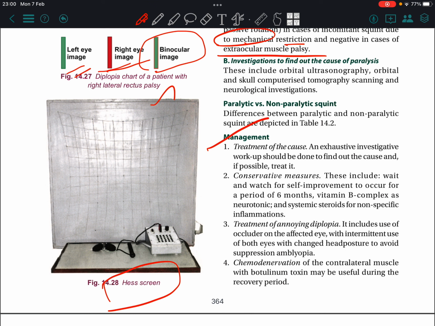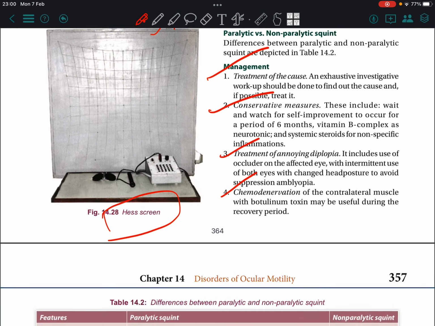Management: treatment of cause, conservative measures, treatment of annoying diplopia, chemodenervation of the contralateral muscle with botulinum toxin.